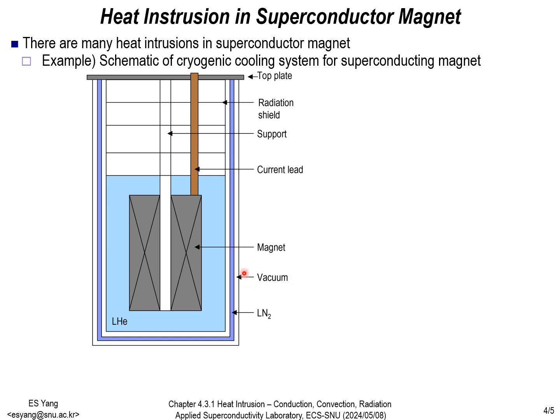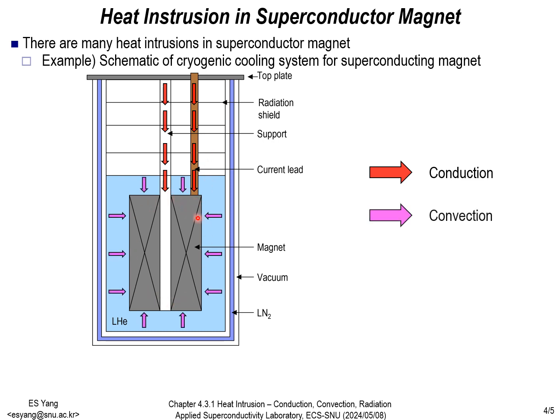Above the liquid helium, multiple layers of radiation shields are installed. Through the animation, I will explain the heat intrusion within the superconducting magnet. In this system, conduction occurs through the support and current lead, which are directly connected to the magnet. Convection occurs in the liquid helium in which the magnet is immersed, transferring heat to the magnet through fluid movement.